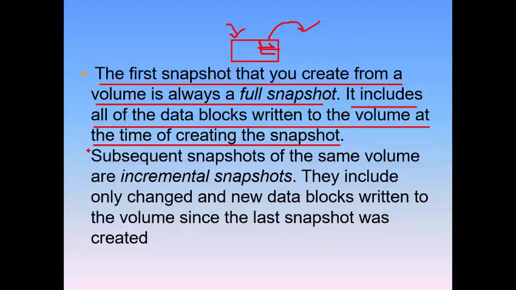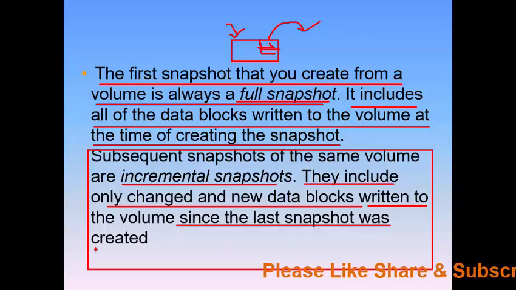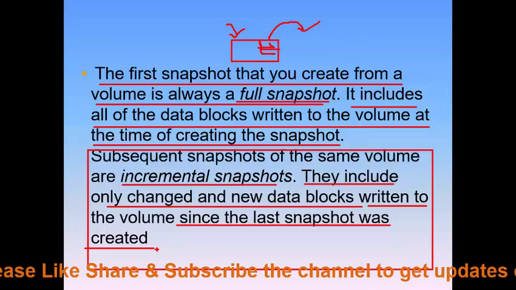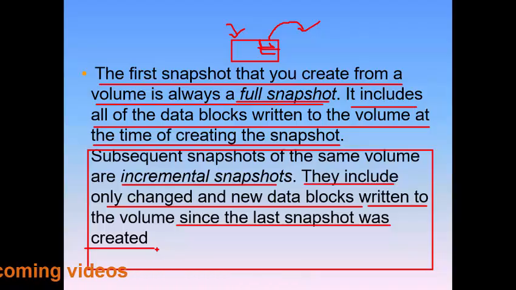Subsequent snapshots of the same volume are incremental. Once the full snapshot is taken, after that come incremental snapshots. They include only changed and new data blocks written to the volume since the last snapshot was created. I have already discussed that. I think it's very simple to understand. Listen one or two times, and everything will be clear to you.